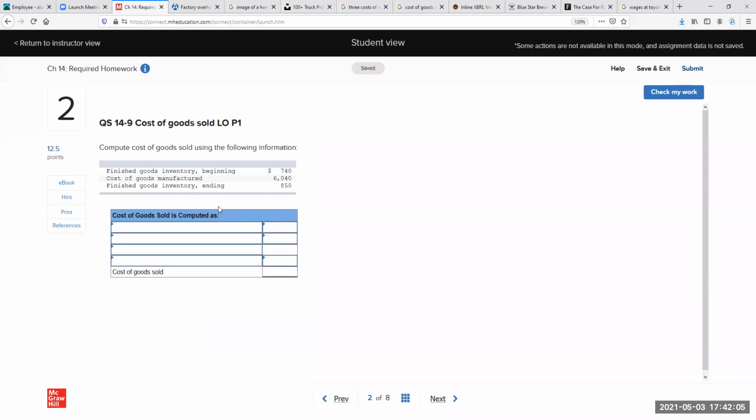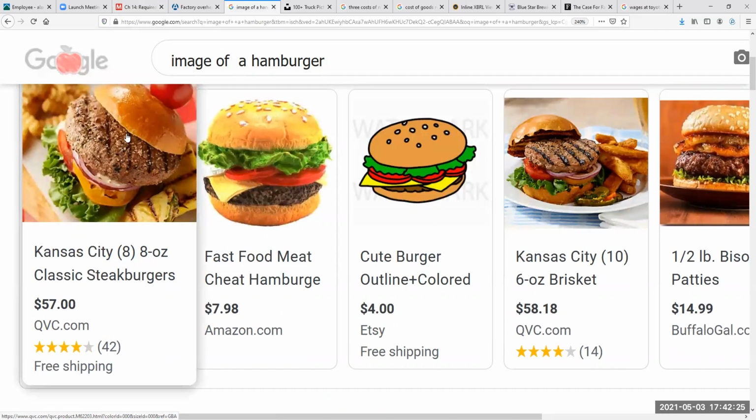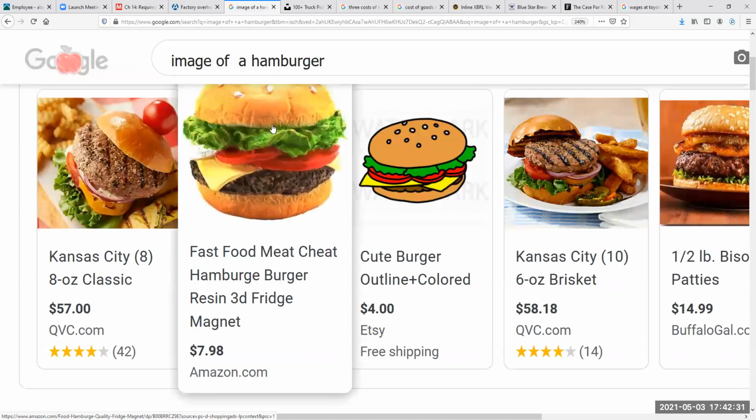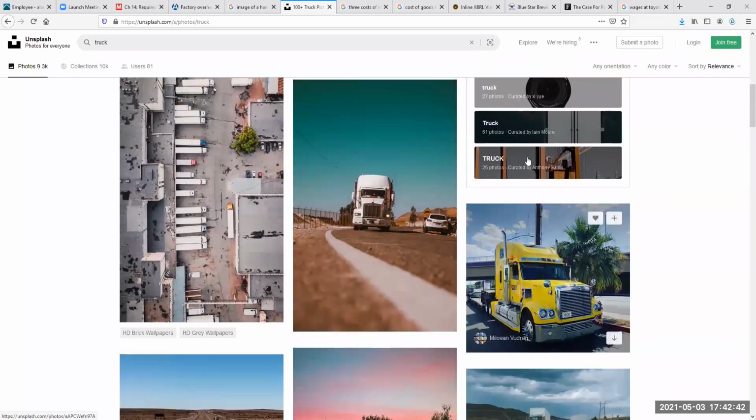The cost of goods. Here's the cost of goods sold. Well, what are the costs of the goods sold? Well, it's the cost of the ingredients of a hamburger, right? Those are the cost of the goods. How much did it cost the bun, the meat, the onions, tomatoes, lettuce, mayonnaise, mustard? So what does it cost to make a truck? Tires, wheels, steel, stamping. So these are the costs. What are the costs of the goods that you sold? That's what the manufacturing costs are.